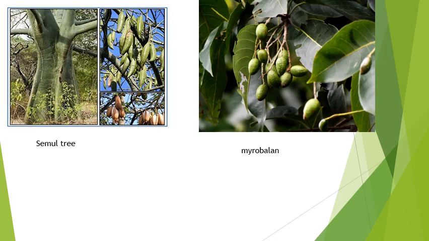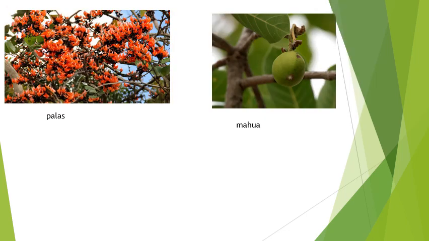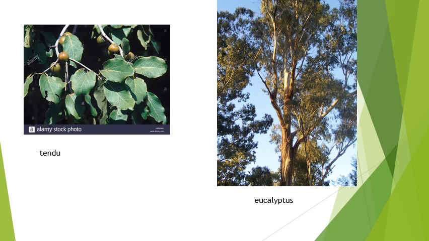So this is the simul tree. The next is the myrobalan tree. You can see whose fruit is used for tanning leather and for dyeing purposes. Dyeing purposes means for coloring the fabrics and all. This is the Palash tree, the Mahua tree. In this slide, you can see the Tendu leaves. Alright, you can see eucalyptus. I have told you the uses of eucalyptus.